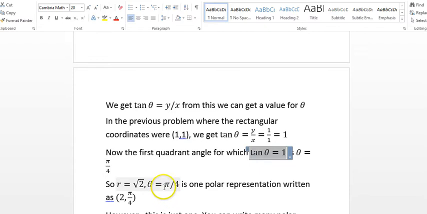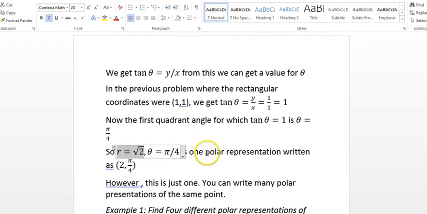So theta is pi over 4 and r is square root 2. So we have the first polar coordinate as square root 2 and the second polar coordinate theta as pi over 4. So the polar representation can be written as square root 2, pi over 4.